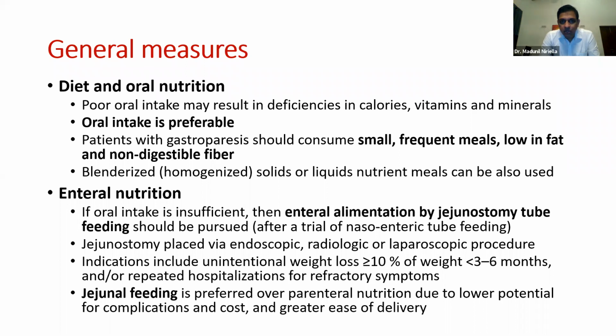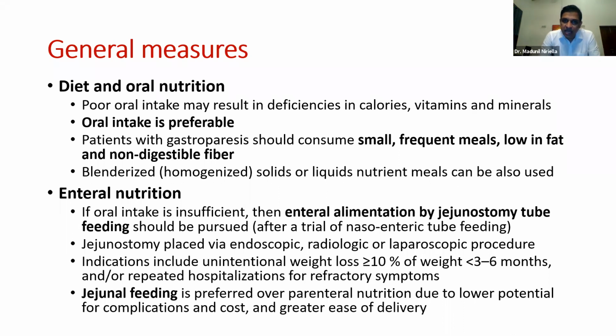Blenderized, homogenized solids or liquid nutrient meals can also be tried, because in some patients, solid gastric emptying may be delayed and liquid gastric emptying may be normal. Enteral nutrition is always preferred. If oral intake is insufficient, then enteral alimentation by jejunostomy feeding tube can be pursued, after a trial of nasoenteric tube feeding is tolerated. We can then go for a permanent jejunostomy feeding tube.